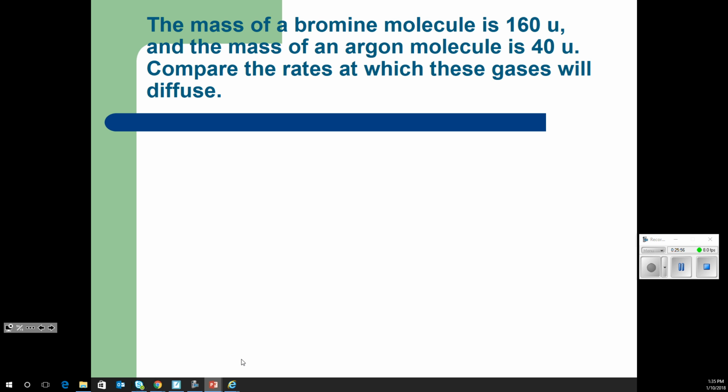Okay, ooh, this one looks different. The mass of a bromine molecule, so okay, I have some bromine, is 160 u. The mass of an argon molecule is 40 u. Compare the rates at which these gases will diffuse. Whose law is all about diffusion?